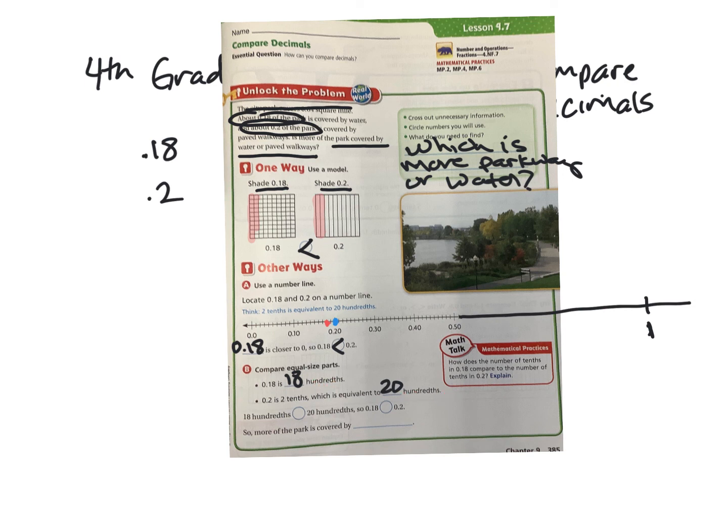To compare them, we want a common denominator. We're just putting it as a word. 18 hundredths compared to 20 hundredths. Oh, okay, now that we have the same breakdown, then we know 18 hundredths is smaller than 20 hundredths. So 0.18 or 18 hundredths is smaller than 0.2 or 2 tenths. So more of the park is covered by the 0.2, which is the paved walkways.